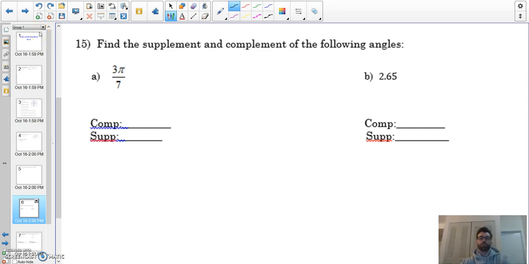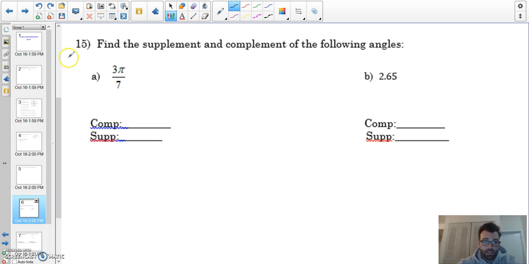We are back. We're going to do numbers 15 to 18 now. Okay, 15: find the supplement and complement of each angle. First of all, remember, complementary angles, their sum is 90 degrees or pi over 2. Supplementary angles, their sum is 180 degrees or pi.